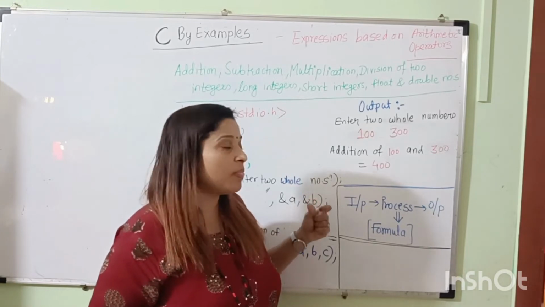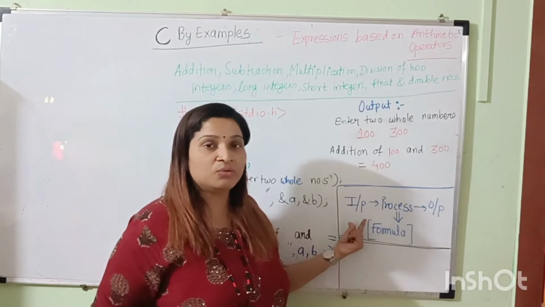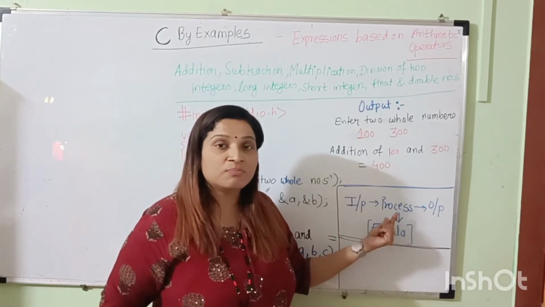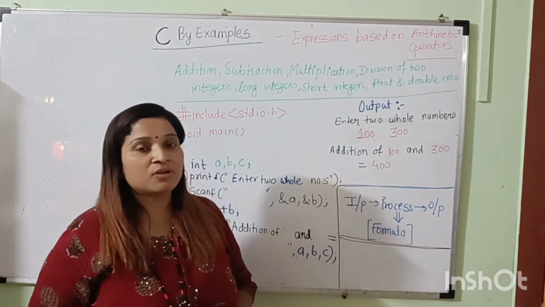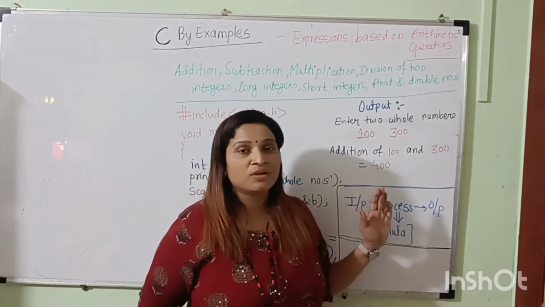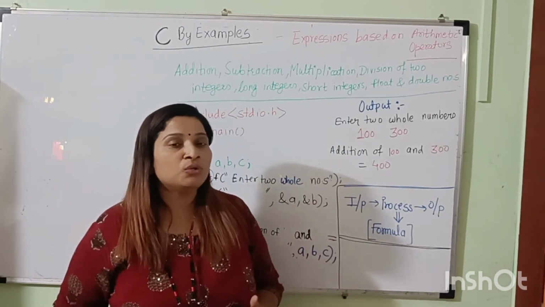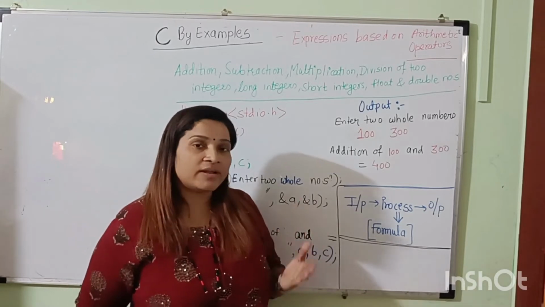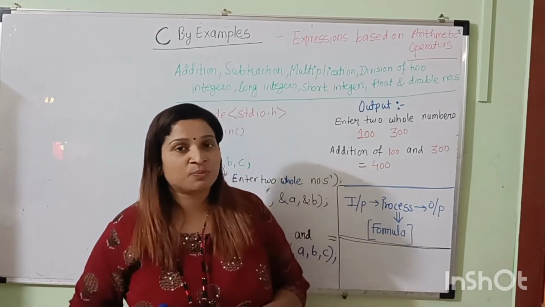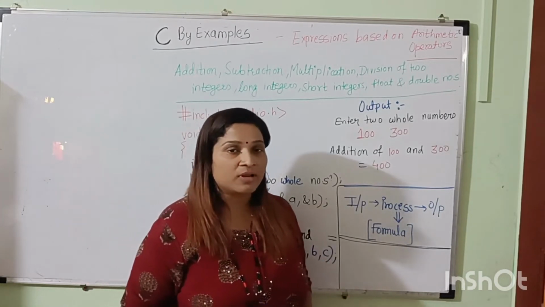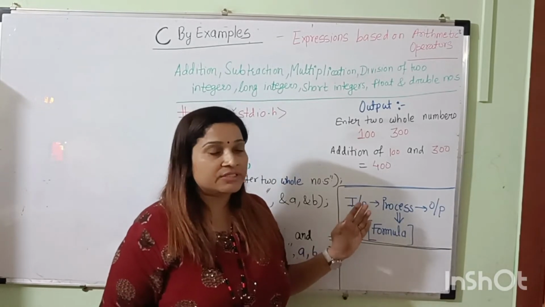Now to convert this input into the output, we need to write the formula. We need to convert this using a process, and that process we are going to write using the formula. For arithmetic operators, for the first case of these programs, there are already formulas available. If the formula is not known to you, you can just Google it and find the formula, learn that formula, convert that mathematical formula into a C expression, and just write the program. Now we will see how to write this first program for addition of two integers.